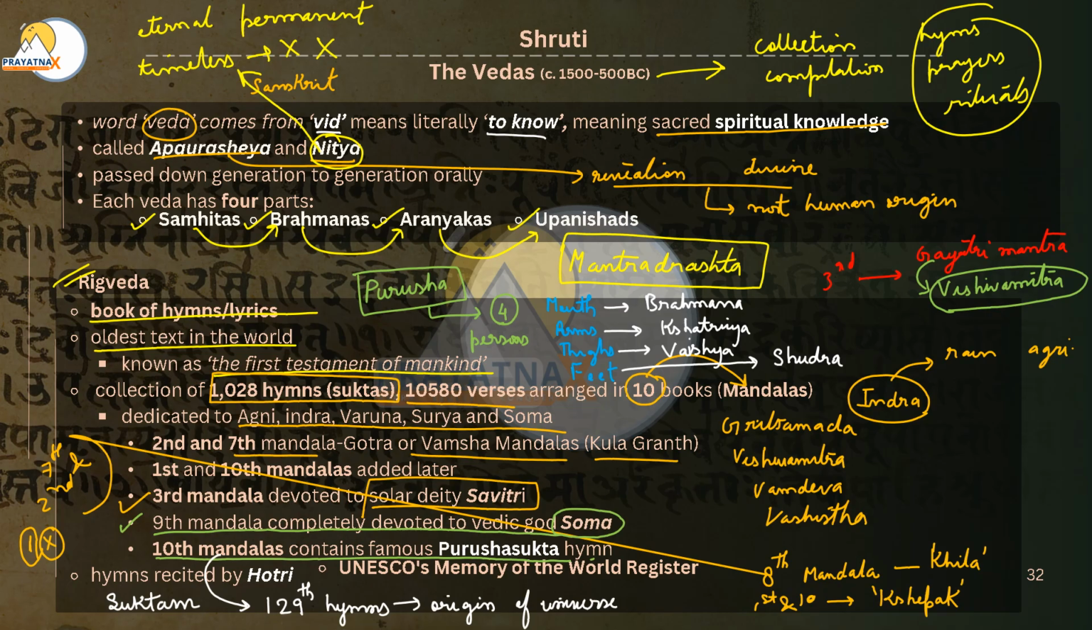Now, the Rigvedic hymns were recited by the priest, who was known as Hotri. Now, Rigveda is also added to the UNESCO Memory of the World Register. And lastly, the 10th mandala also talks about the origin of the universe.